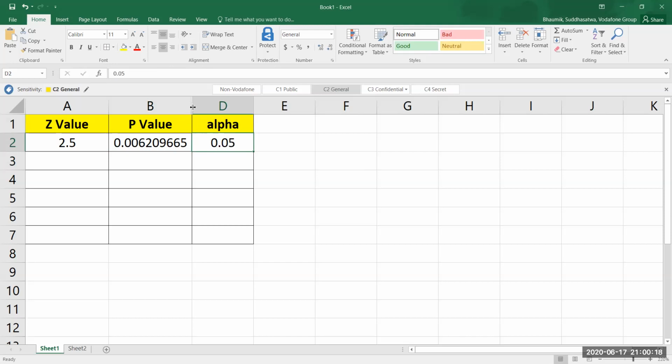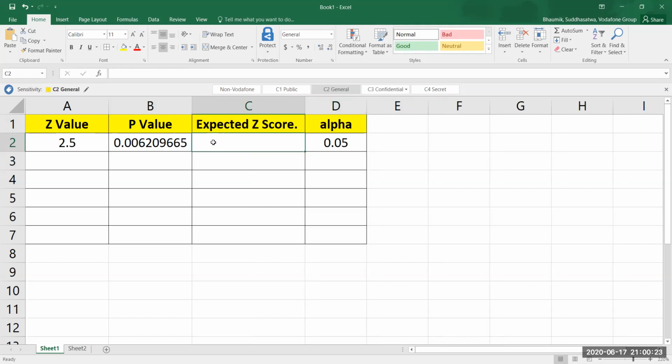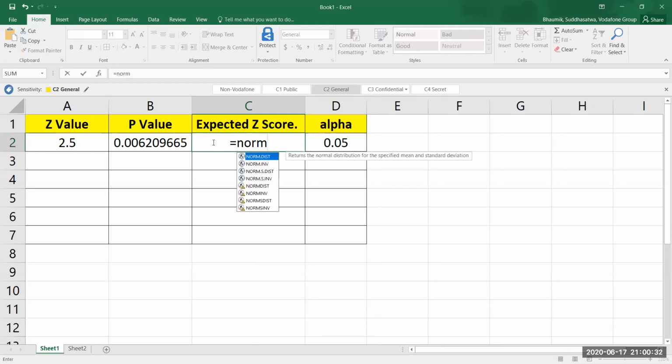The other way of doing it is using an expected z-score kind of a thing. What is expected z-score? I will use a formula first, and then I'm going to explain why I did that. I'm going to take a formula which returns the inverse of the standard normal cumulative distribution, which has a mean of 0 and a standard deviation of 1. So I'm simply trying to do the opposite of the p-value.